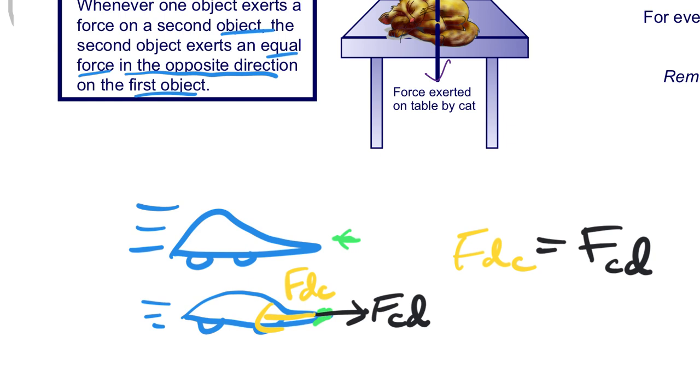So if you hit a baseball and it went through a window of a building, the baseball applies the same force on the window pane as the window pane does on the baseball, even though the window pane got shattered.